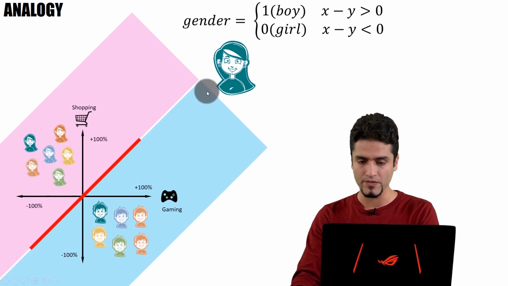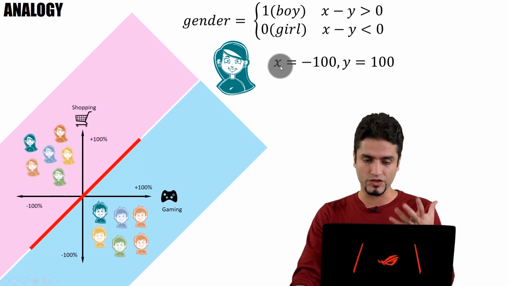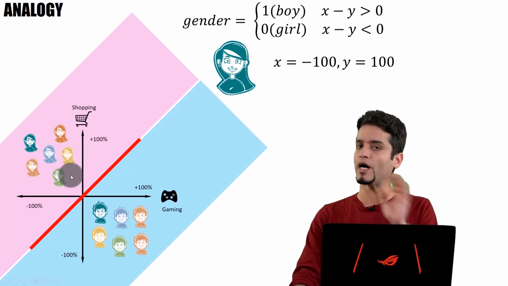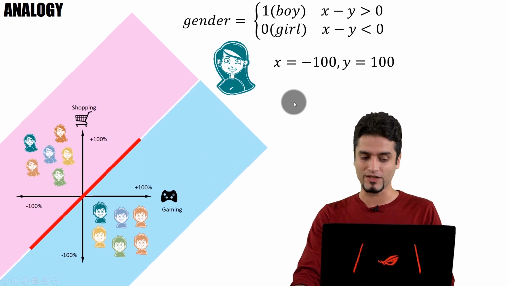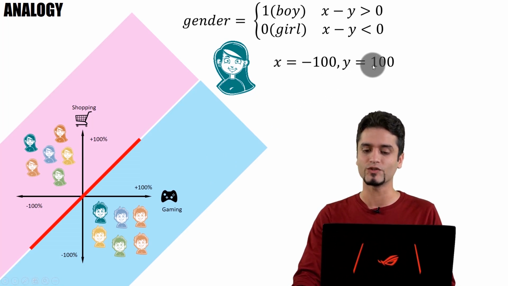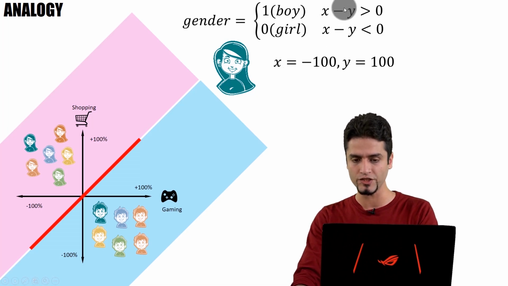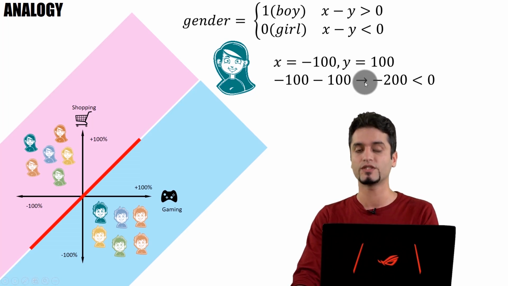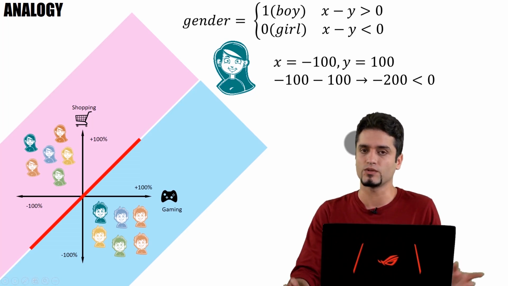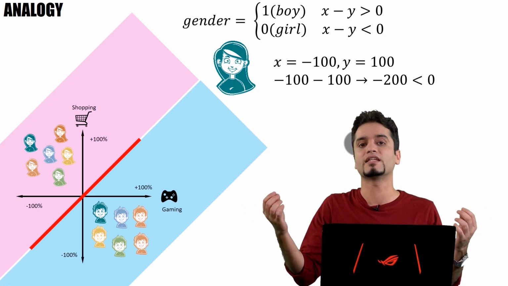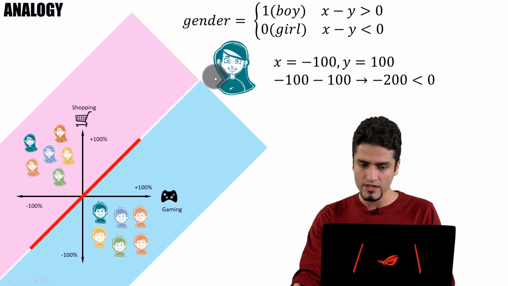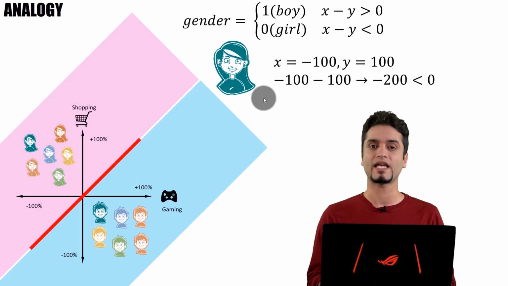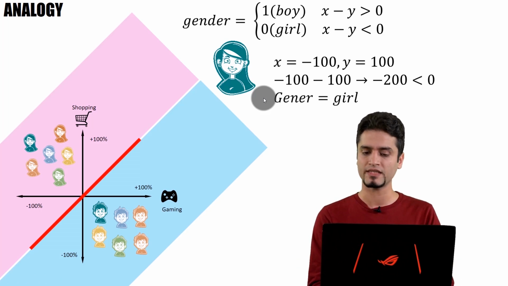So this girl, let's say, has x equal to minus 100, which means she hates gaming, minus 100% not interested in gaming. But on the other hand, she loves shopping. y is equal to 100. So if I put this in that equation, that will be minus 100 minus 100, which gives us minus 200. It's less than 0. So what's the gender? The gender is definitely a girl. Even without knowing the picture, if we had only the values, we would be able to confidently say that this is a girl. Let's move on to the next example.